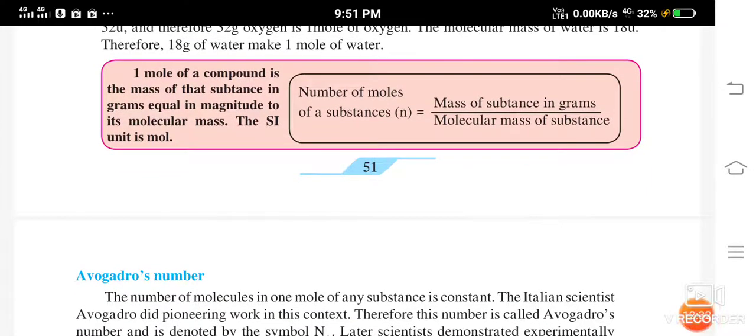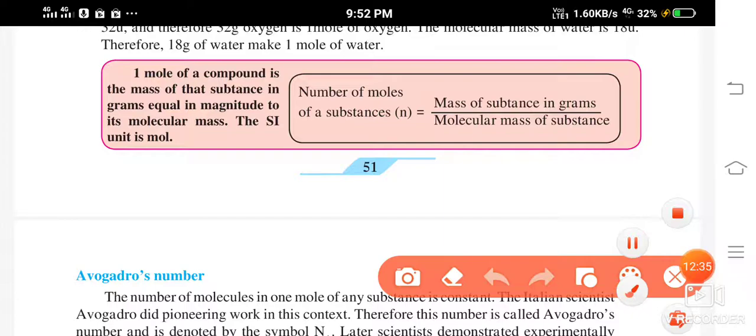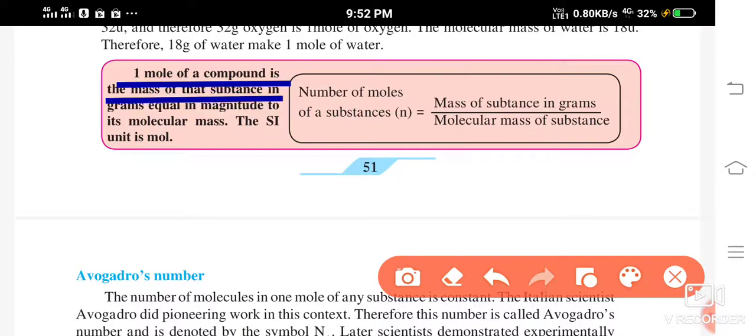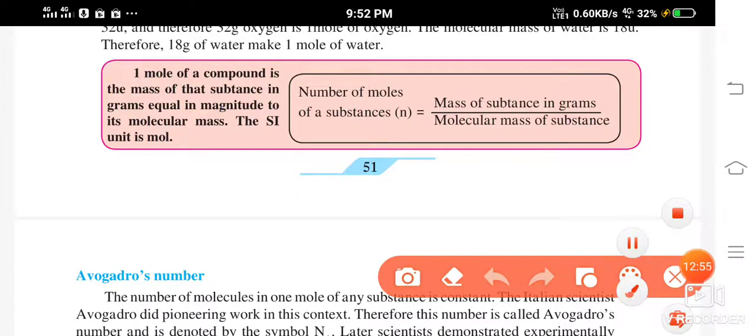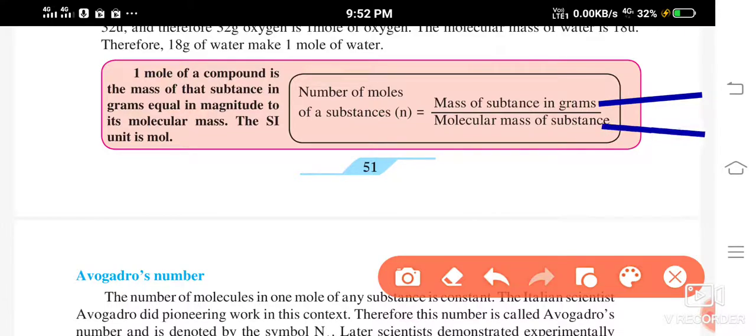See, 1 mole of a compound is the mass of that substance in grams equal in magnitude to its molecular mass, so the SI unit is mole. So what is 1 mole of a compound? 1 mole of a compound is the mass of that substance in grams equal to its molecular mass.